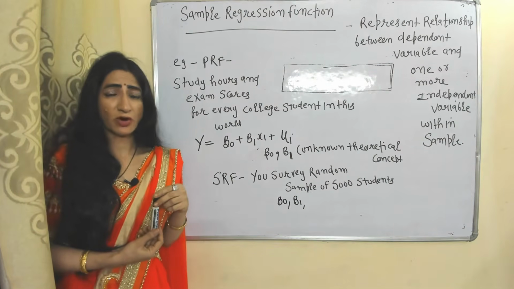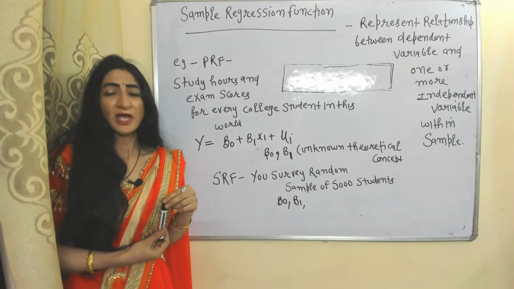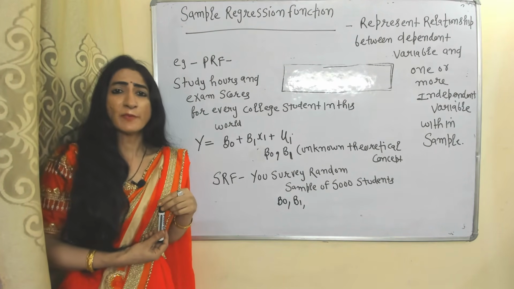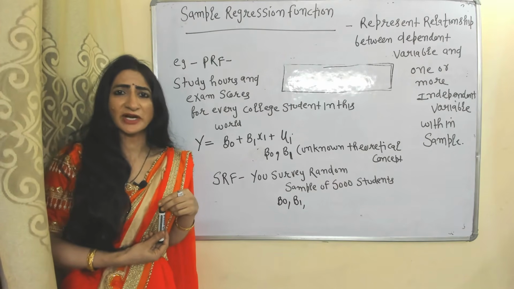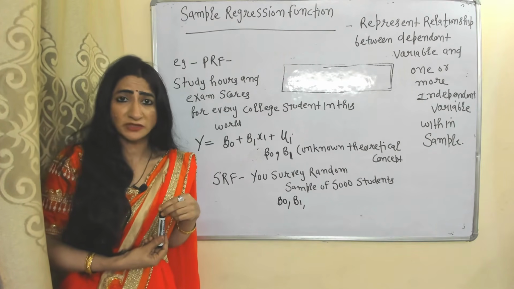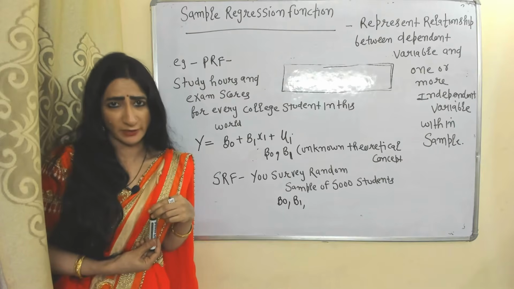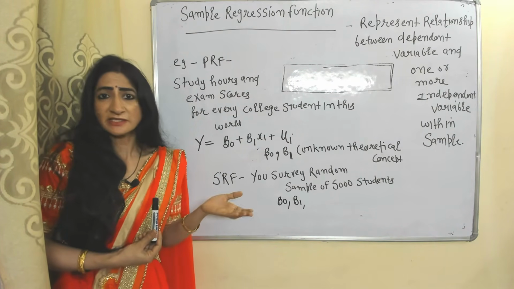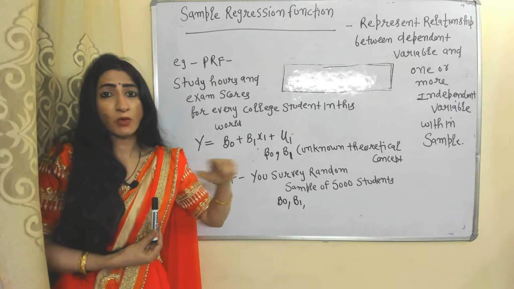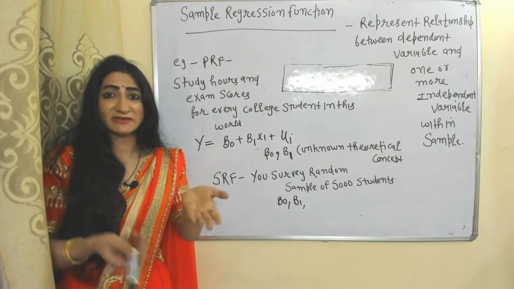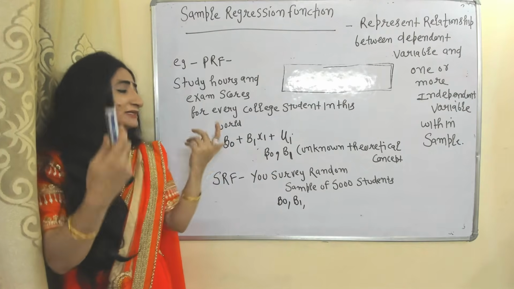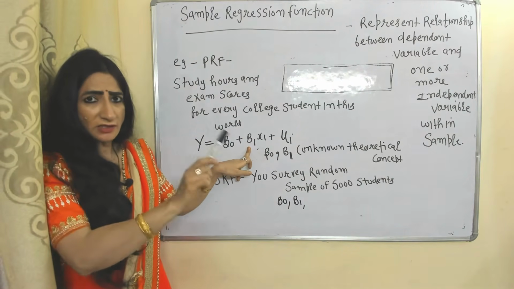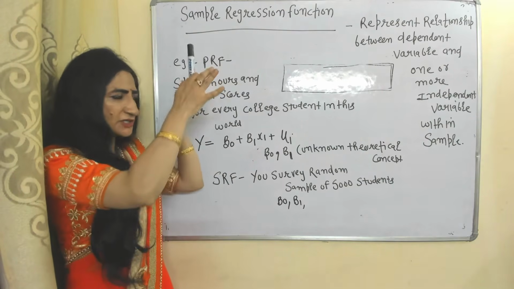Now we are going to talk about sample regression function. We cannot apply population regression function in real life. Population regression function is just a theoretical concept because it is impossible to get data about the entire population. For example, you want to know the relationship between study hours and exam score for all students in this world. How can you get data about all students in this world? That's why the values of beta naught and beta 1 remain unknown in the case of population regression function.